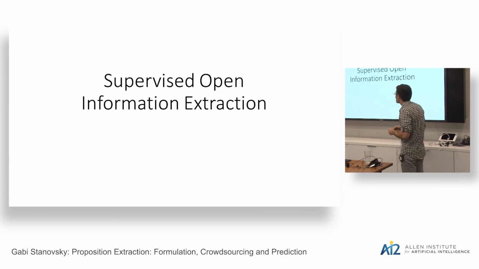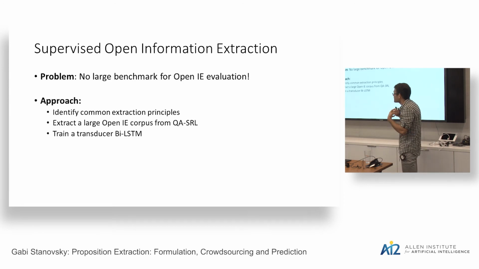The second project is supervised open information extraction. We start with trying to formalize what we want out of proposition extraction. The previous work was presented at ACL 2016, and this was presented in EMNLP last year. The problem that we're dealing with here on our way to supervised open information extraction is that we don't have a large corpus annotated with open information extraction. I will describe open information extraction in a second.